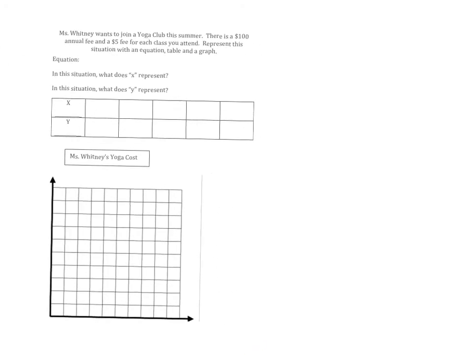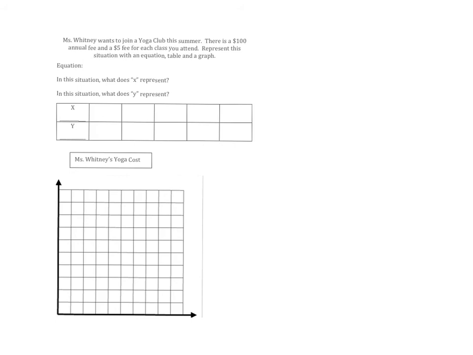All right, so I want to join a yoga club this summer, and there's a $100 annual fee and a $5 fee for each class that I plan on attending. I want to represent the situation with an equation, table, and a graph. So our equation, if you're thinking through, is we're going to have y equal a $100 fee that I'm going to pay to just join, plus an additional $5 for each class that I take, so 5x. So here, our x represents the number of classes. And the y is going to represent my fee, or the cost. Okay, so once again here, I'm going to put in cost, and here I'm going to do number of classes.